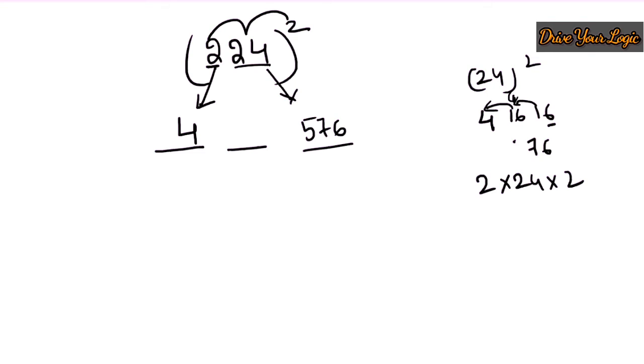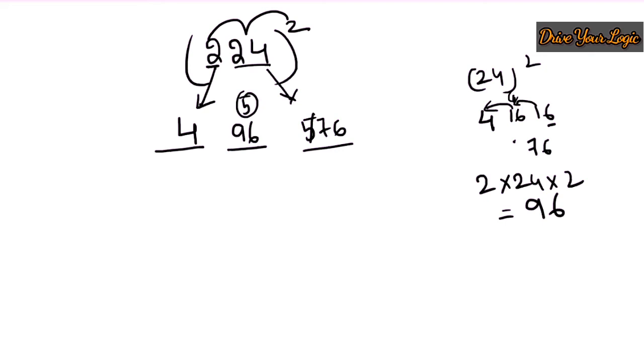2 into 24 into this one. And this 5, no need of writing it here. It will be carried forward here. So 2 into 24 into 2. It will be 2 into 2, 4. 4 into 24 is 96. So 96, here you will write down 96.